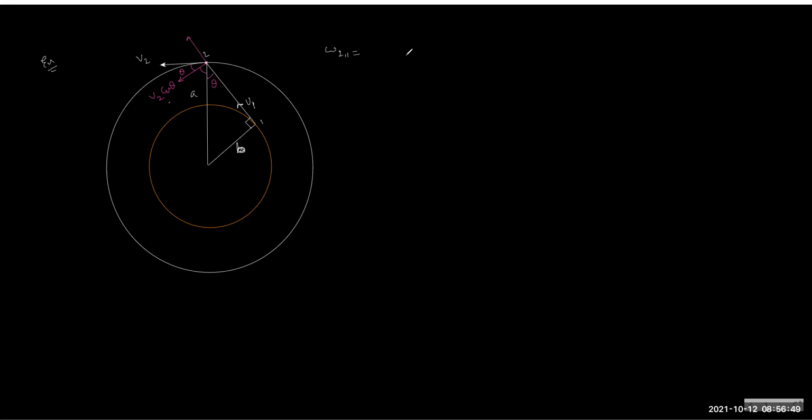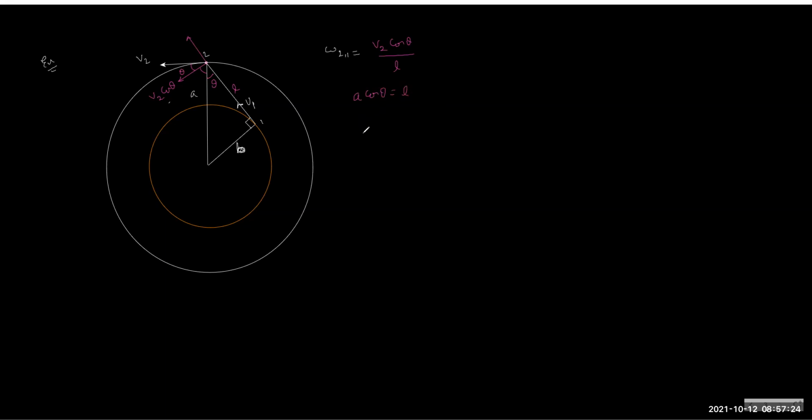So the answer is pretty much obvious. It is v2 cos theta upon this. If I call this as L, but we can also relate L in terms of A and B. So L equals under root A square minus B square. You can write A cos theta equals L.